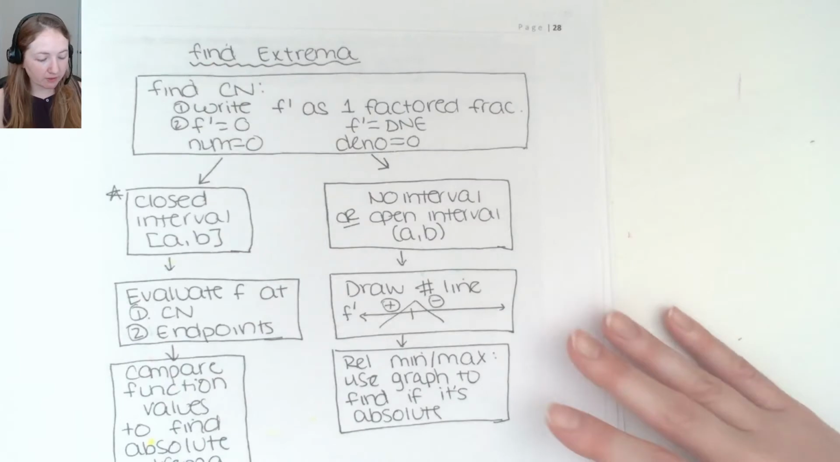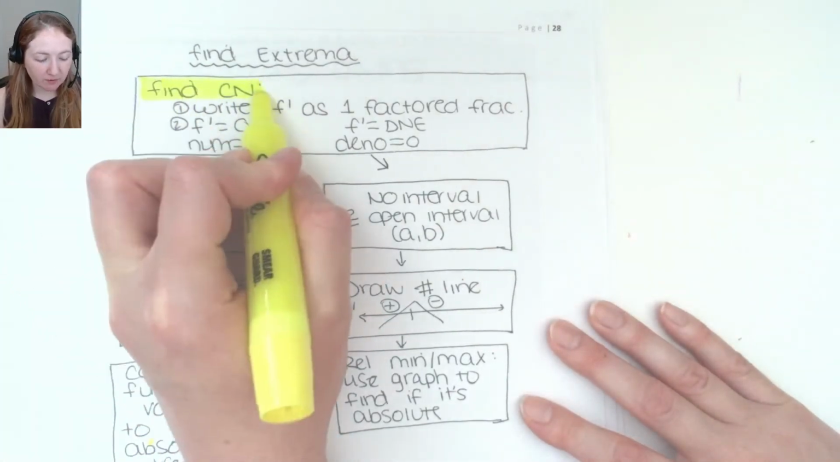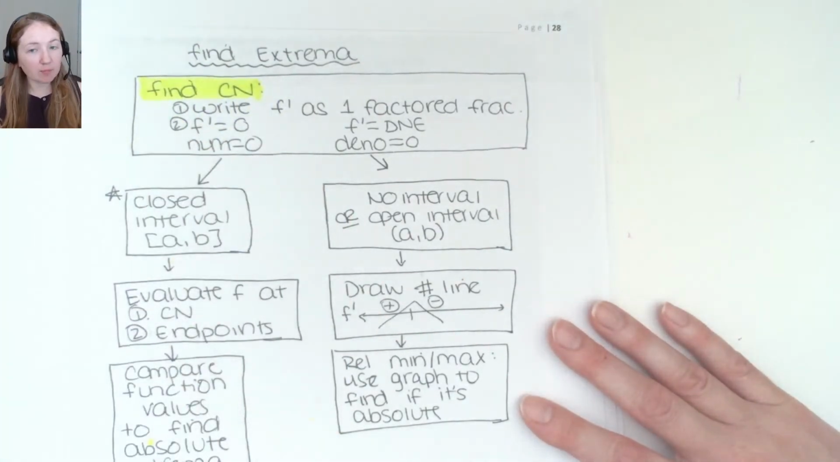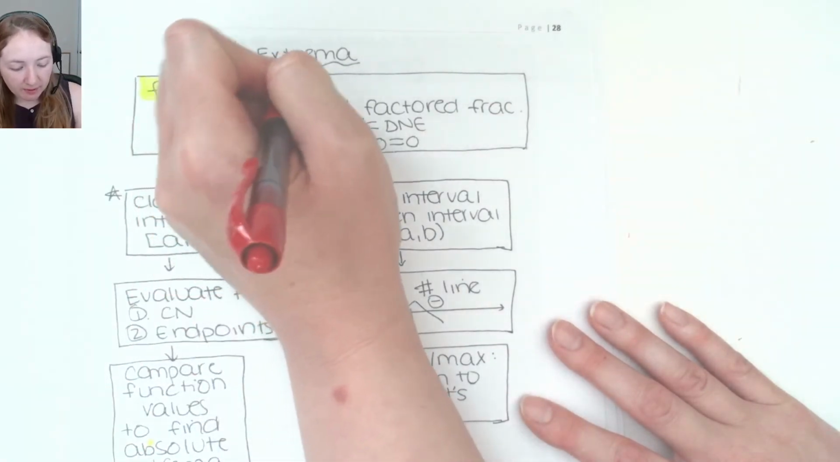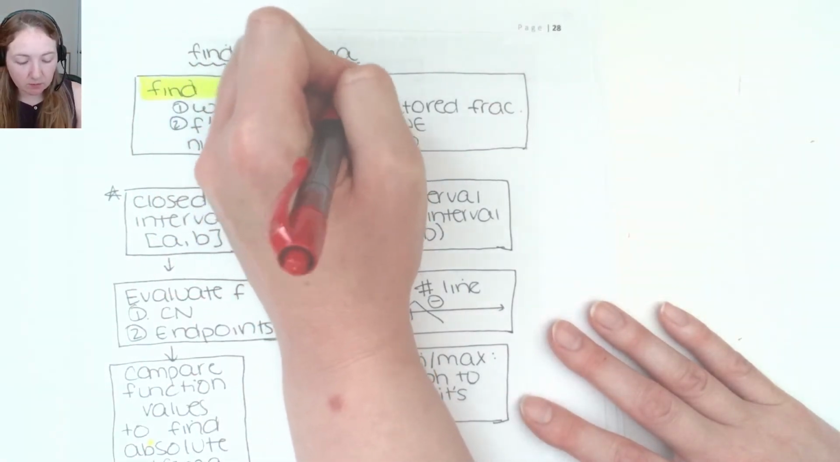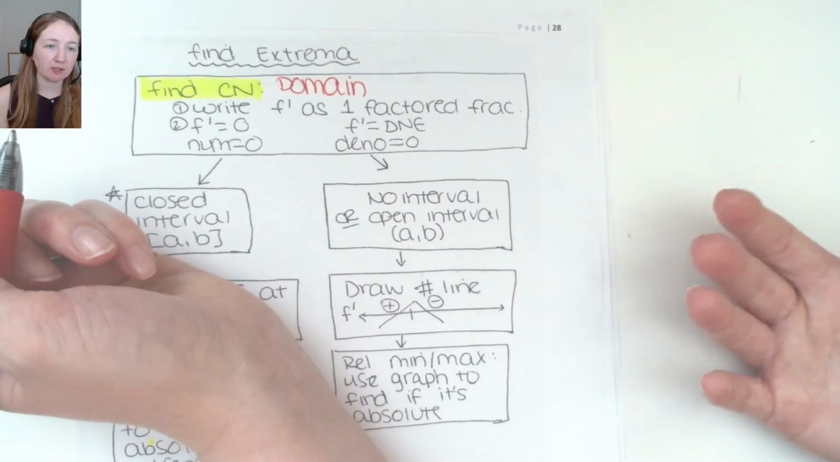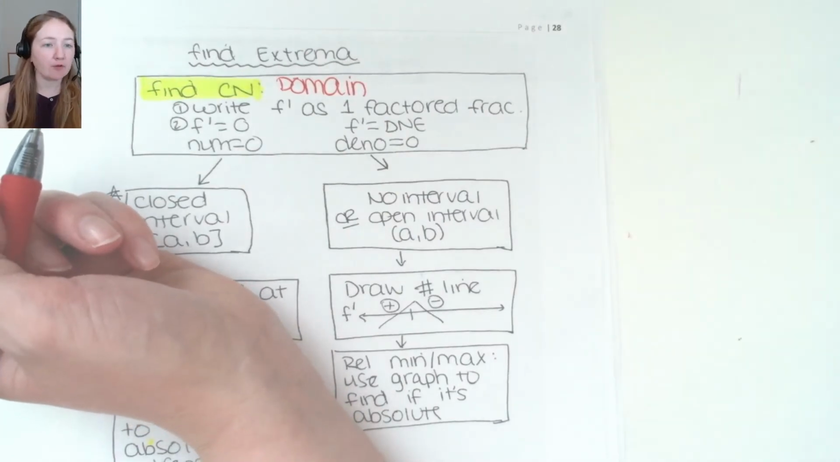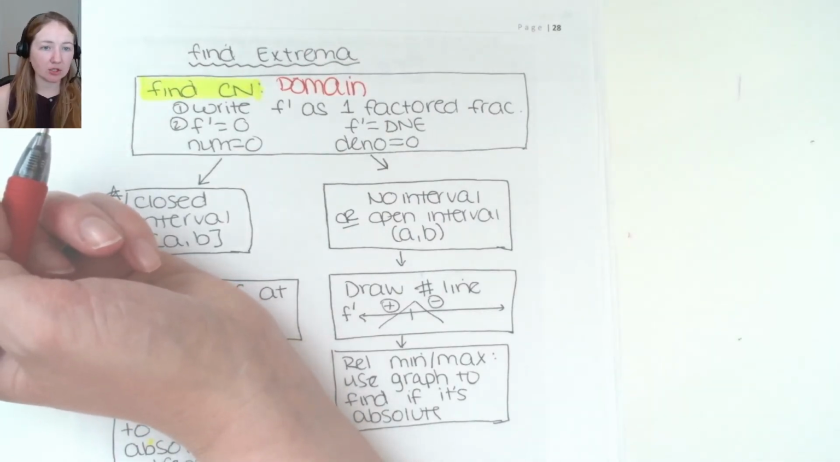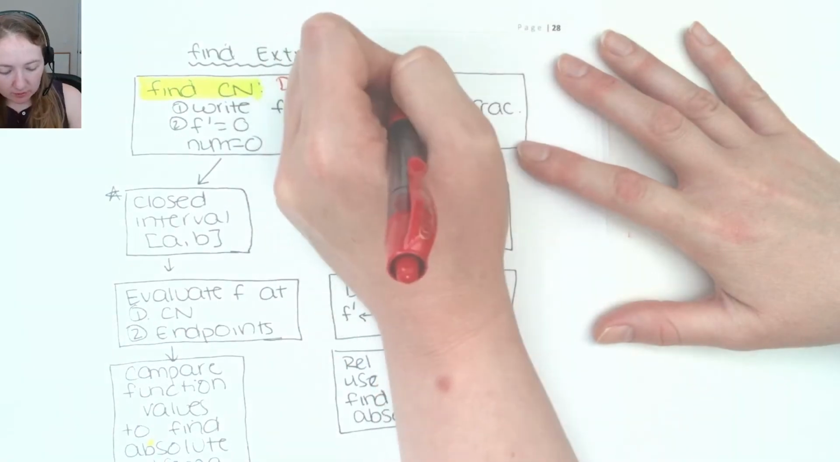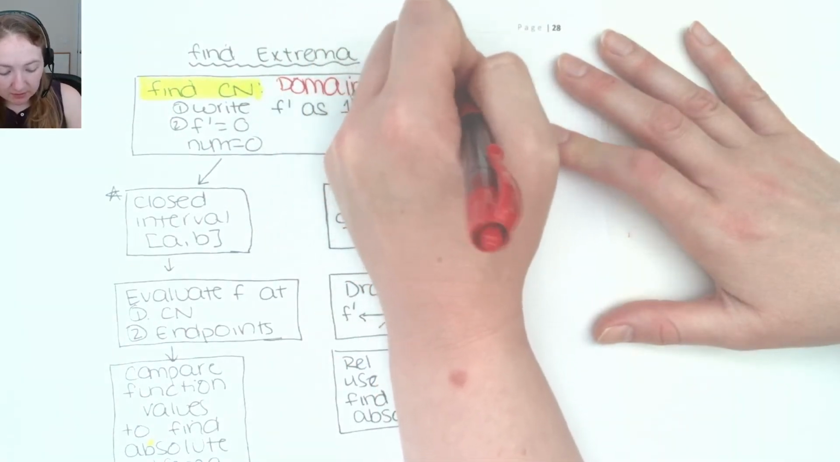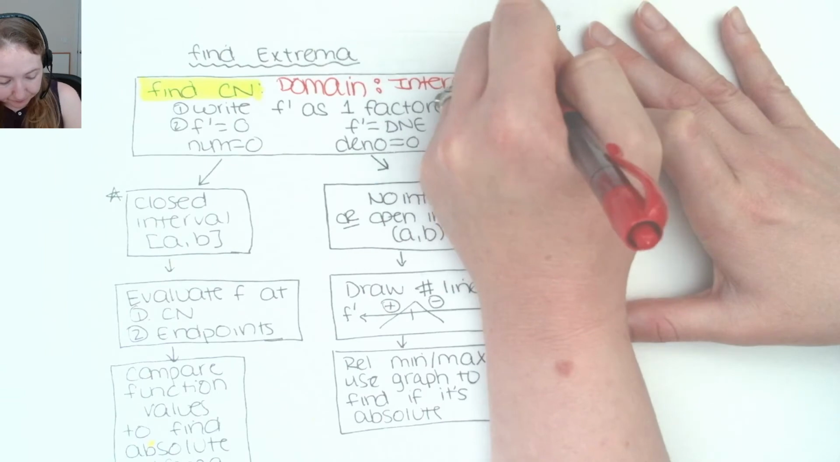Again, when you're finding extrema, the first thing to do is to find the critical number. And remember, when you're looking at the critical number, technically the domain is very important. For polynomials, the domain is all real, so it doesn't matter. But if you have a fraction, you do want to pay attention to that domain and make sure that this point that you're picking out is interior to the domain.